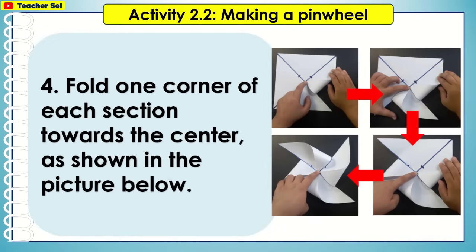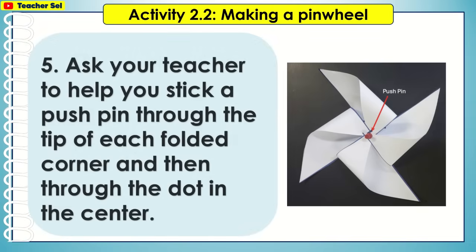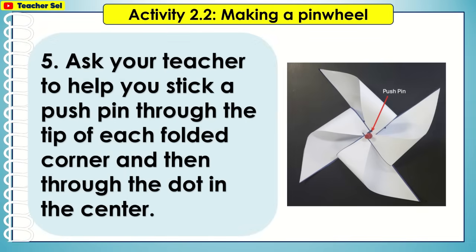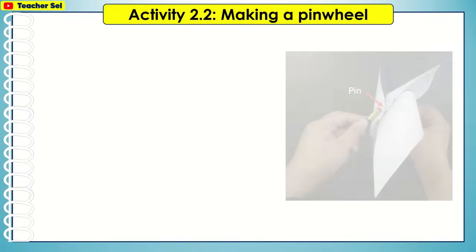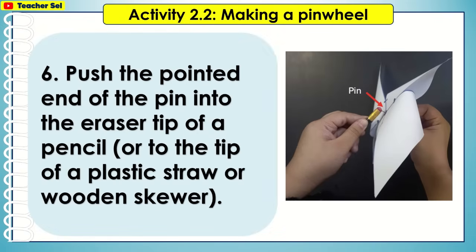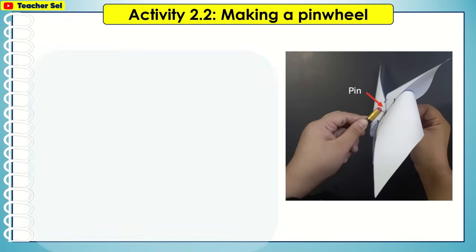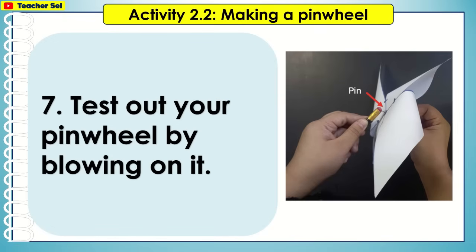Fold one corner of each section towards the center, as shown in the picture below. Ask your teacher to help you stick a pushpin through the tip of each folded corner and then through the dot in the center. Push the pointed end of the pin to the eraser tip of a pencil or to the tip of a plastic straw or wooden skewer. Test out your pinwheel by blowing on it.